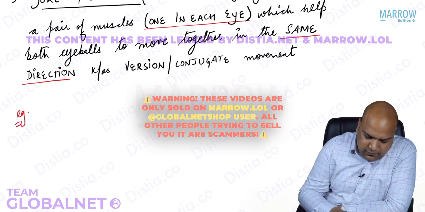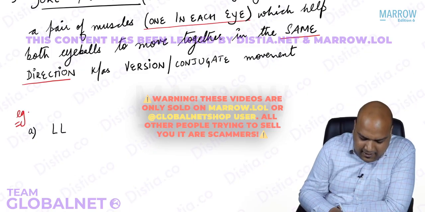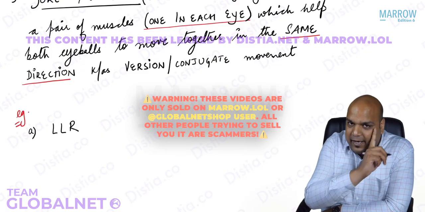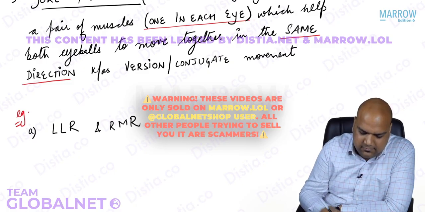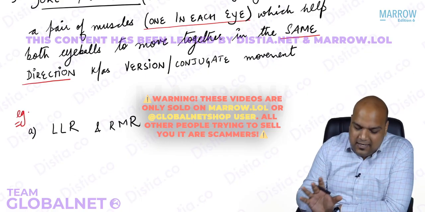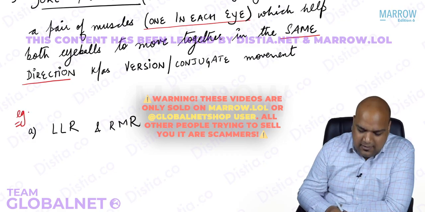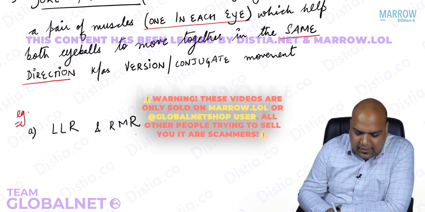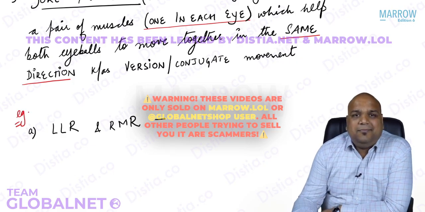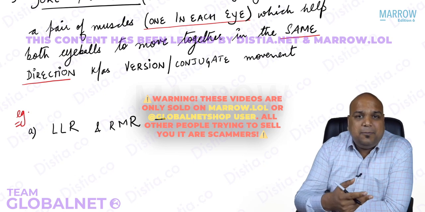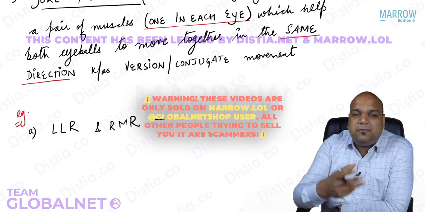The first example of yoke muscle, I've just shown you: left lateral rectus and right medial rectus. If I ask you, what is the action of this pair of yoke muscles, what will you tell me? You will say, sir, both these muscles enable us to look towards the left side. But let's try to answer it in a way that becomes a one-word answer.